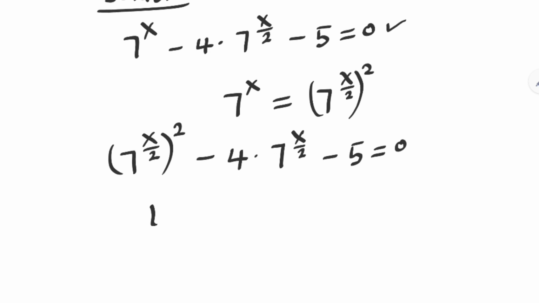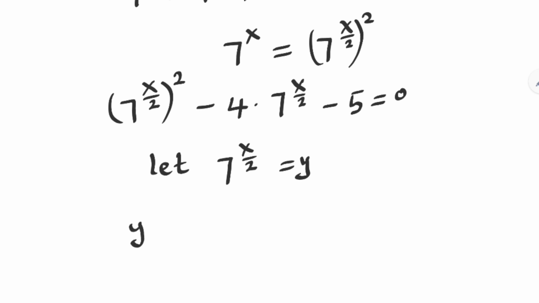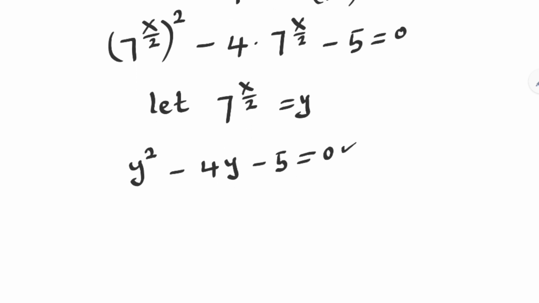Now let 7 raised to power s over 2 be equal to y. Now we have y square minus 4y minus 5 is equal to 0. This is a quadratic equation. Let's solve this using the quadratic general formula.